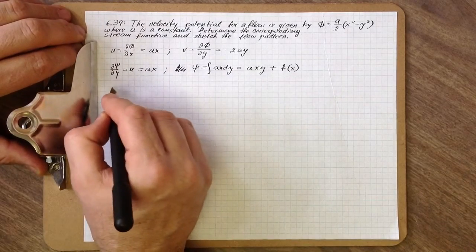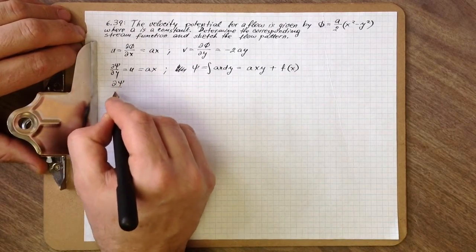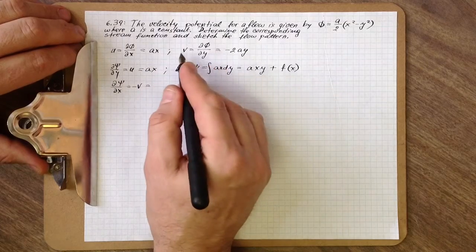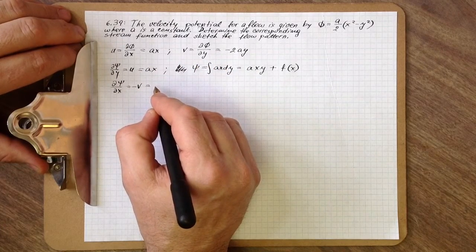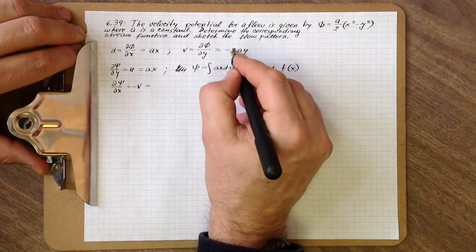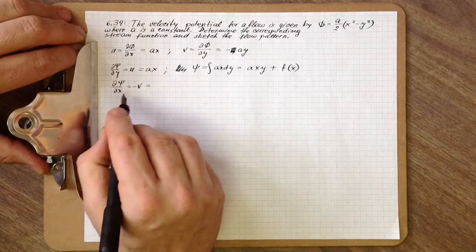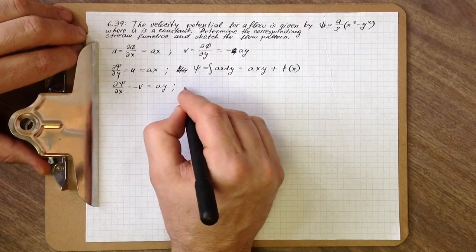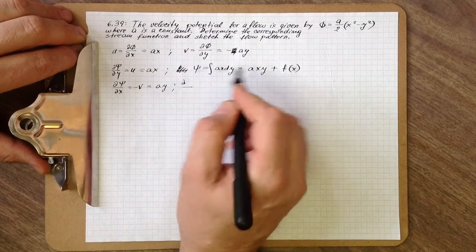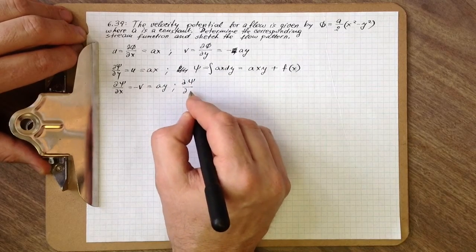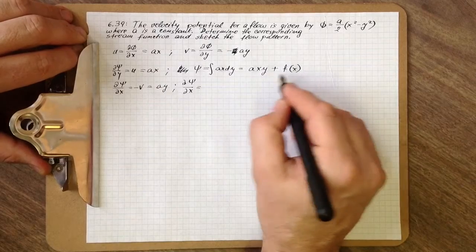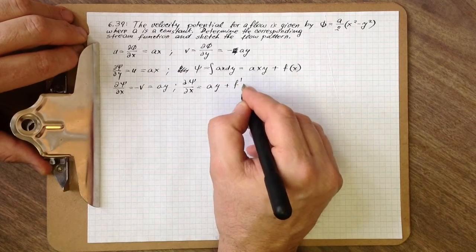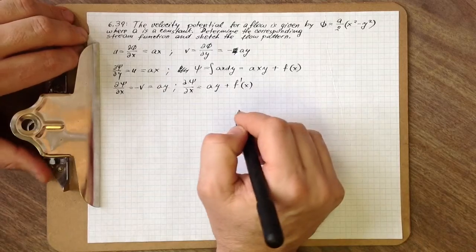Now, we say that delta psi per delta x is equal to minus v, and v itself is minus 2ay, sorry, it's not 2ay, it's minus ay. So minus v is just ay. But at the same time, from this function itself, I can find that same derivative, delta psi per delta x, with respect to x, so this is ay plus some derivative of this function per x.